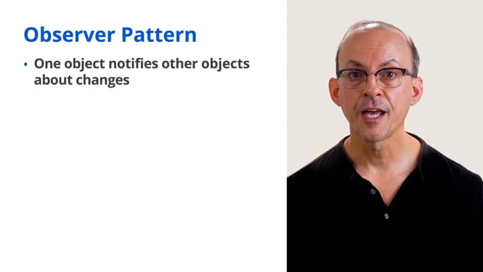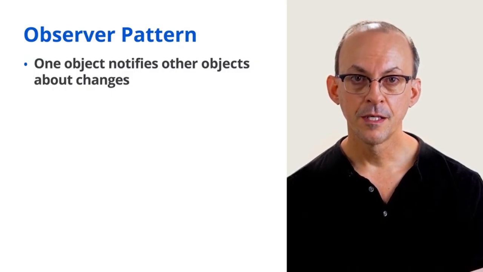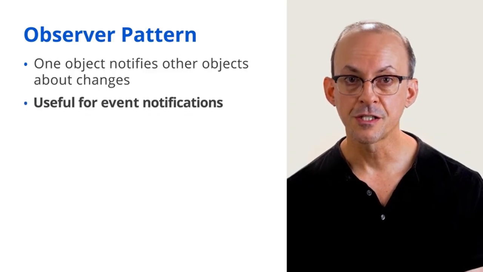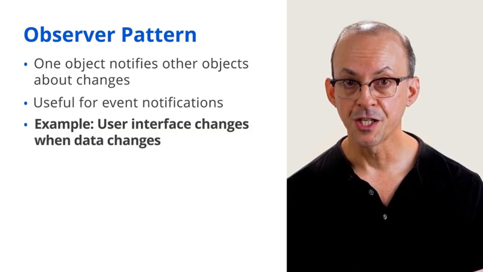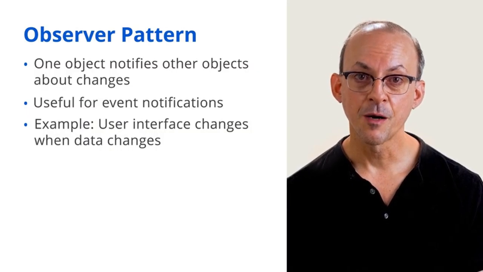The observer pattern enables one object to automatically notify and update multiple other objects when its state changes. This pattern is particularly useful in systems where different parts must respond to changes, such as updating a user interface when data changes. Let's learn how a developer might implement this pattern in C# for a weather station application.